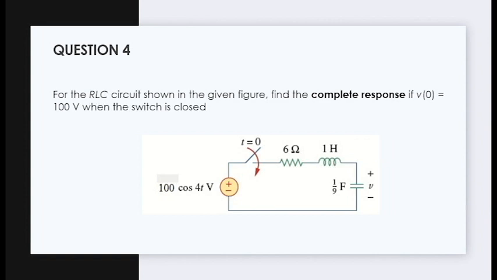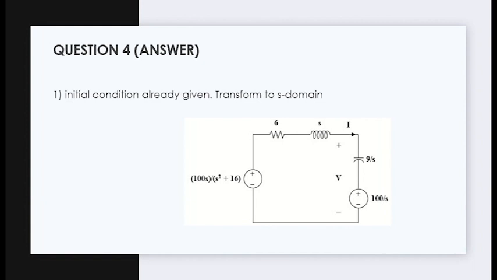Okay, so what does complete response mean? Complete response basically is saying that you need to give the response for t bigger than 0 as well as t less than 0. So that is the complete response. Unless the response for t less than 0 is 0, then you can omit it altogether. But if there are values for t less than 0, then you have to include it as part of your response.